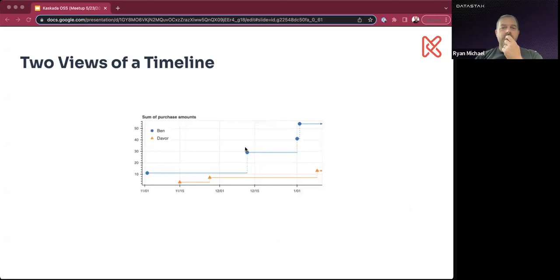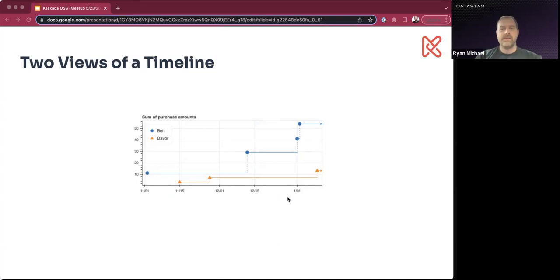So what's really useful in building machine learning models with this timeline abstraction is that there's two different ways we can think about this. Right now, we're in this abstract world of continuous functions and step functions and a time axis, but we want a data set. We want to train a model, and to train a model, we need examples.